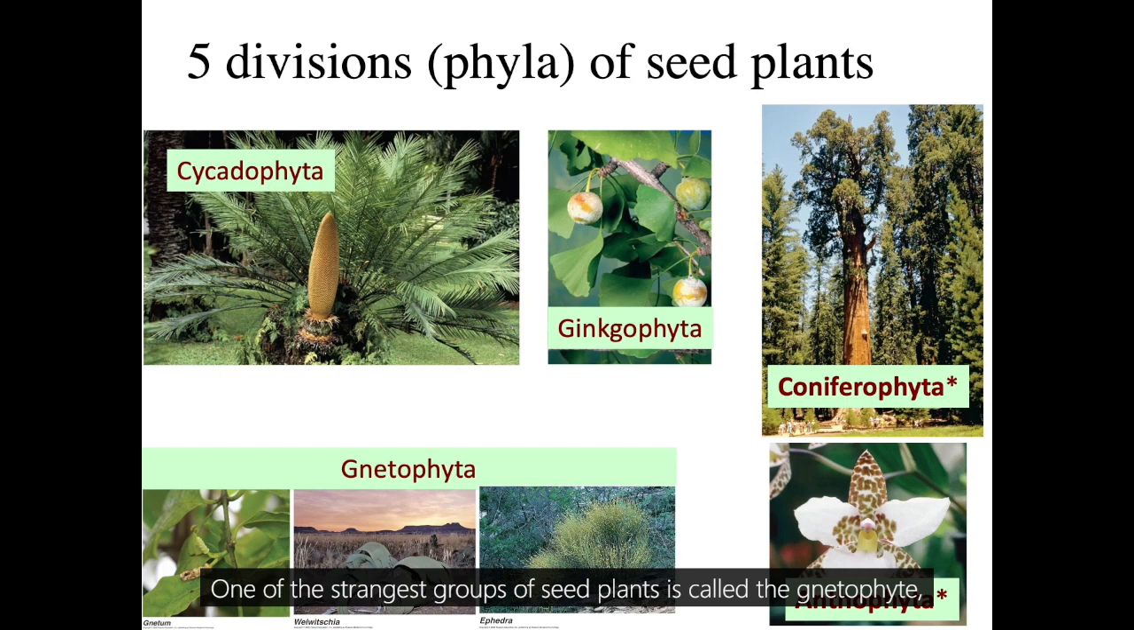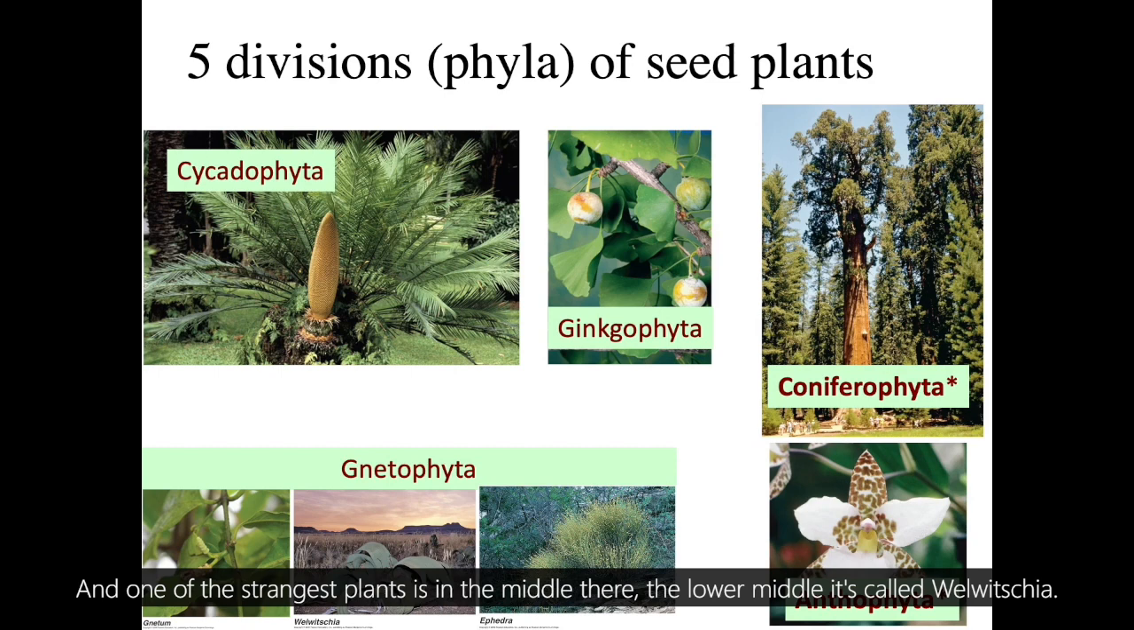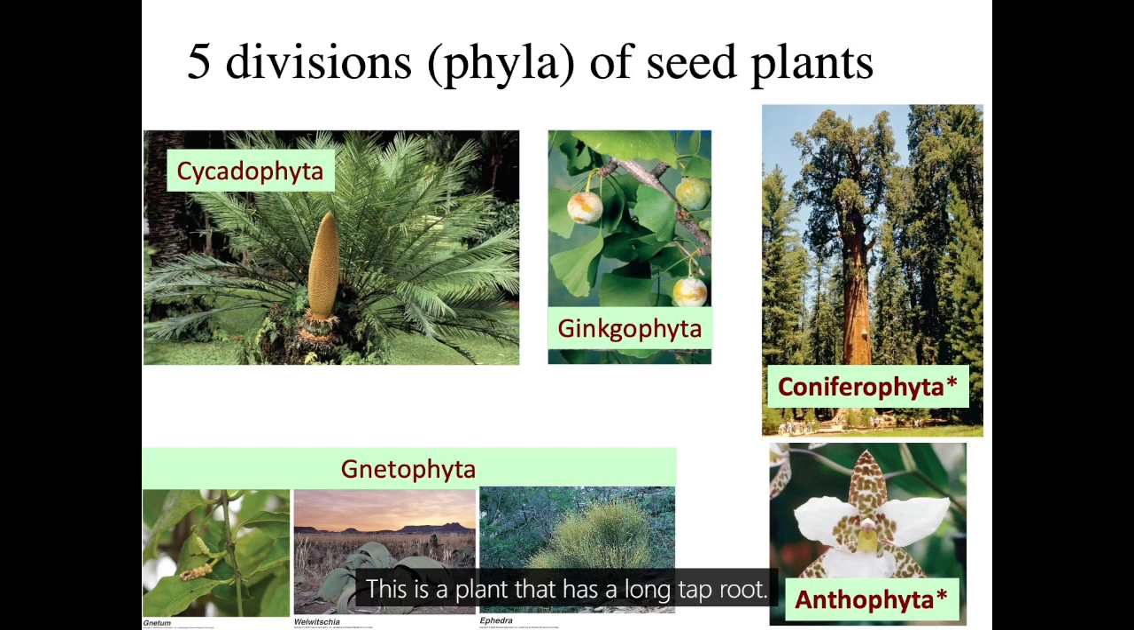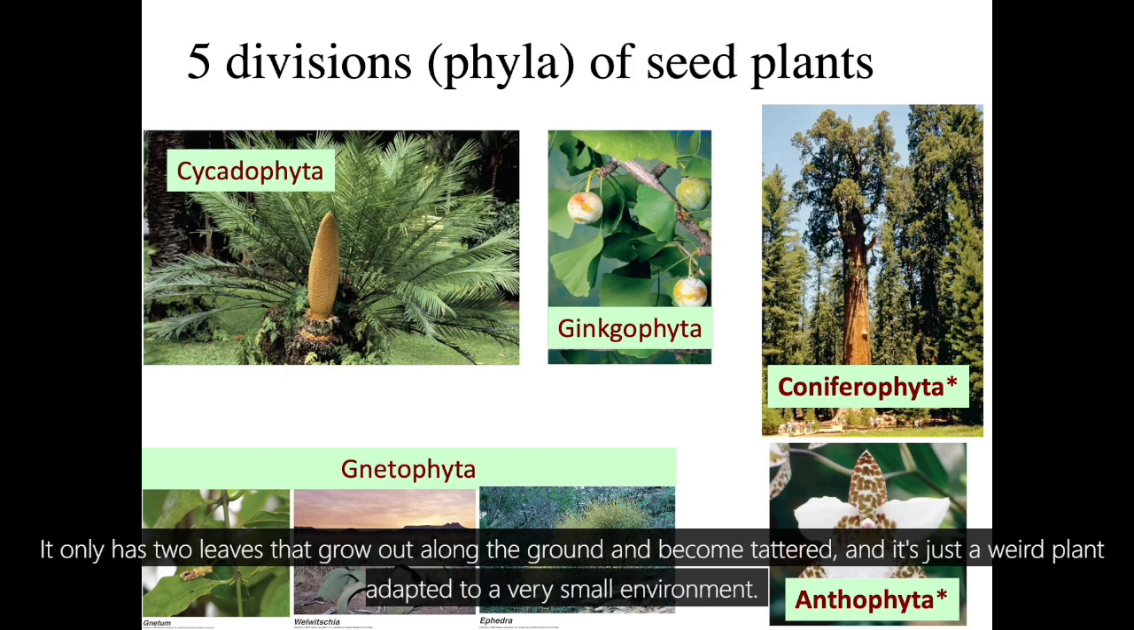One of the strangest groups of seed plants is called the Gnetophytes, and you can see those represented down in the lower left. Gnetophytes have confounded botanists for many years. And one of the strangest plants is in the lower middle. It's called Welwitschia. This is a plant that has a long taproot. It grows in the deserts of Western Africa. And it has leaves that just keep growing and growing. It only has 2 leaves that grow out along the ground and become tattered. And it's just a very weird plant adapted to a very harsh environment.